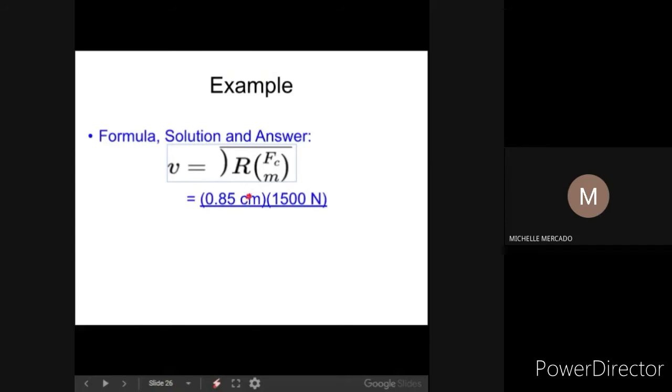Okay, so 0.85 centimeter multiplied by 1,500 Newton divided by 0.45 kilogram. So the answer will be 0.85 multiplied by 1,500 Newton is equal to 1,275 divided by 0.45. So square root of 1,275 divided by 0.45 kilogram, the answer is 53.22 meter per second. Again, square root of 1,275 divided by 0.45, the answer will be 53.22 meter per second.